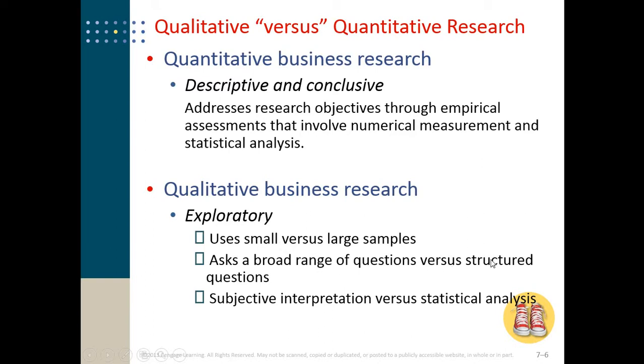Ask a broad range of questions versus structured questions. Qualitative research asks a broad range of questions because its objective is a more detailed understanding, versus structured questions. In quantitative research, we use very structured questions because we have a good understanding of the research issue. And as I already indicated, qualitative research provides subjective interpretation, whereas quantitative research provides very objective interpretation based on statistical analysis.